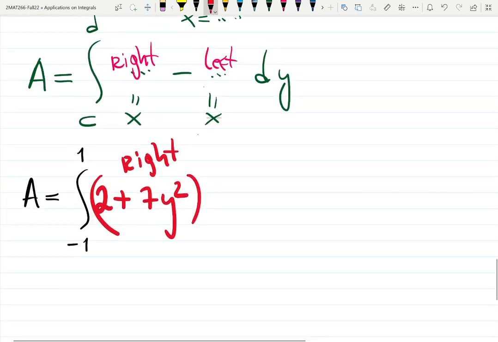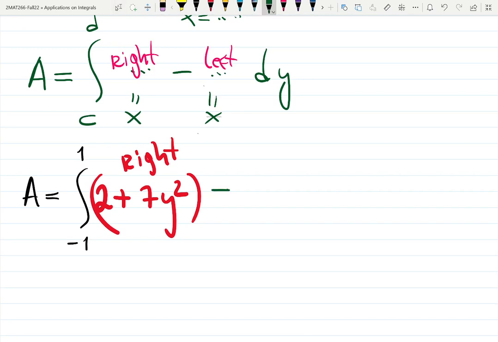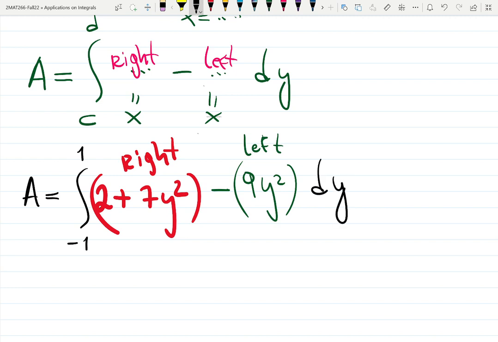9y squared, exactly, let's put it in green, minus 9y squared. This one is on the left. So instead of top minus the bottom, we're doing right minus left, dy. Let's check that we are correct. The integral should have functions of y inside. We have y, then it should have dy, and it should have y on the limits of integration. Now it means we did not make a mistake. Does that make sense? Everything should match.